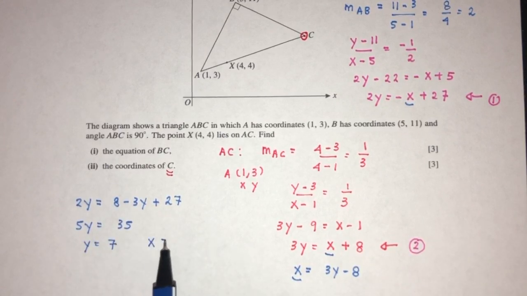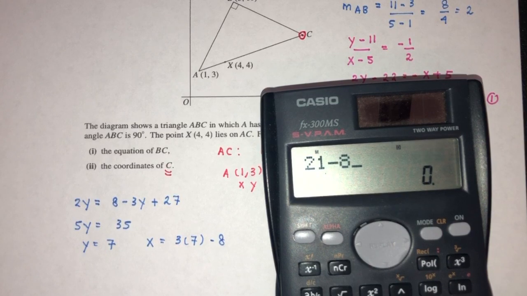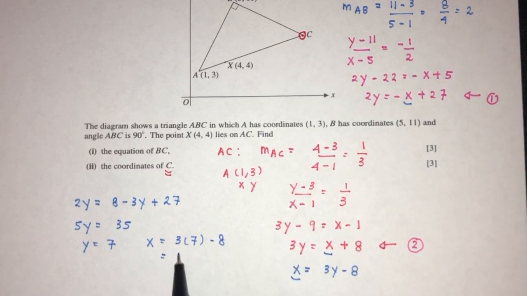So x will be 3 times 7 minus 8. 21 minus 8 should be 13. So the point C will have to be (13, 7). That is part 2 of your question.